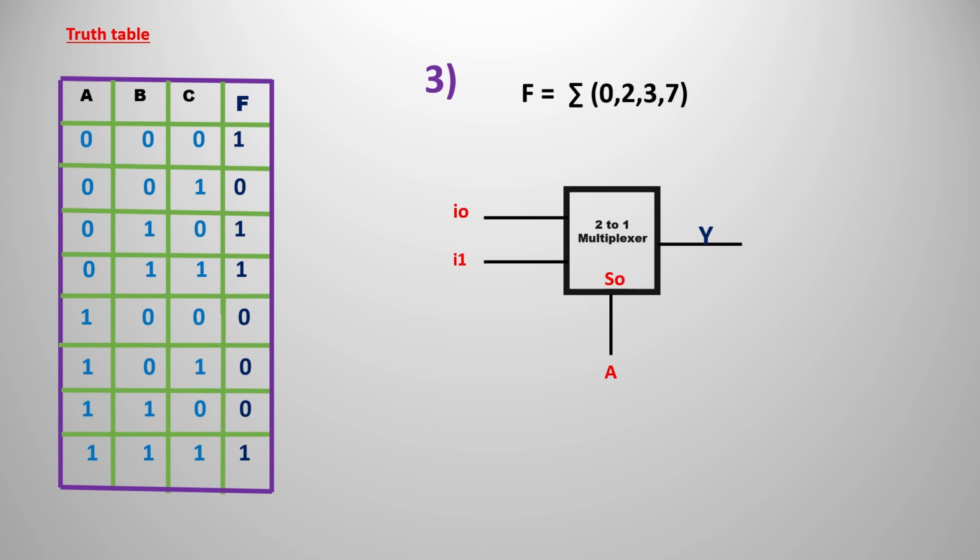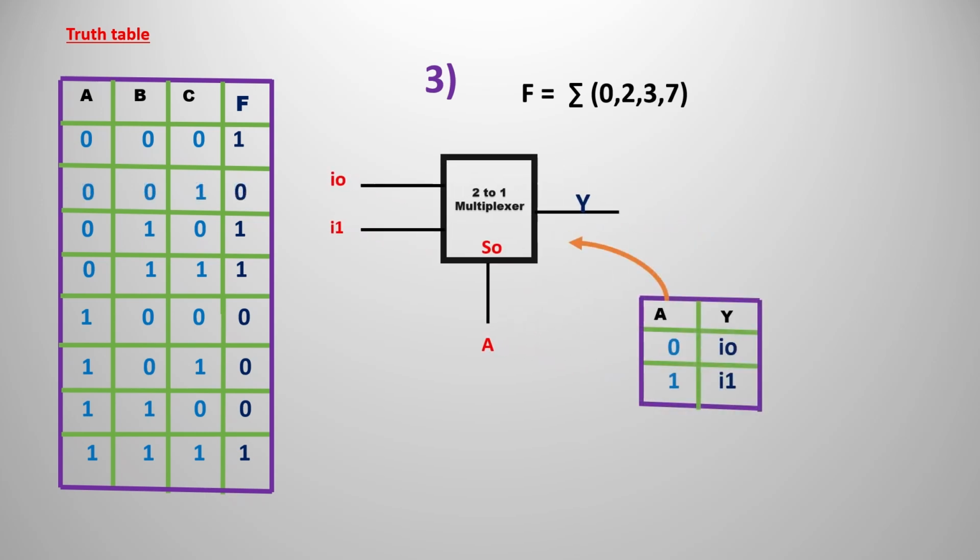If you observe here, we are going to have one select line and two inputs. I am directly sending one select line as A. We are left with two other variables, B and C. We are going to send B and C as inputs to I0 and I1. Let's see how to send B and C to the inputs.